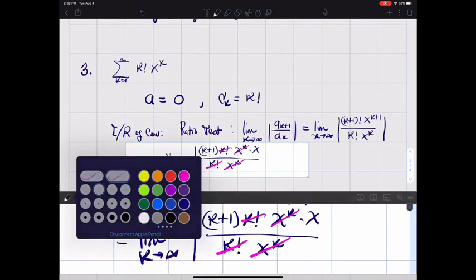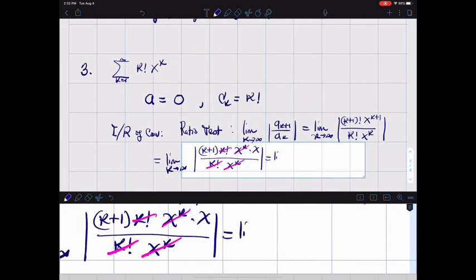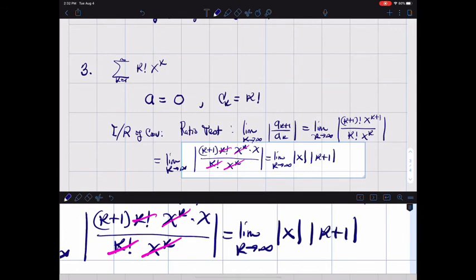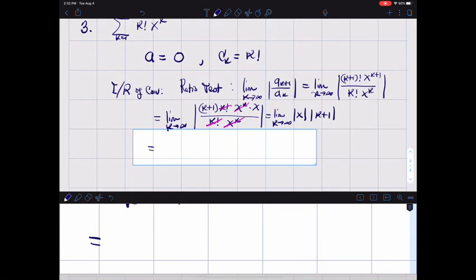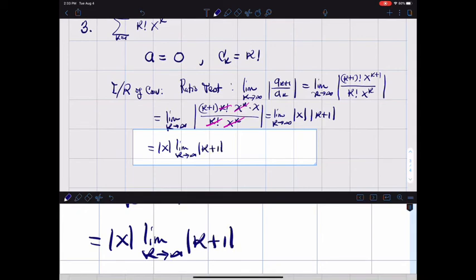Now what are we left with? We're left with the limit as k goes to infinity of the absolute value of x times the absolute value of k plus 1, which is the same thing as the absolute value of x times the limit as k goes to infinity of k plus 1. This doesn't depend on x. This is going to go to infinity regardless of the value of x, unless x is 0. If x is not 0, it's always going to go to infinity.